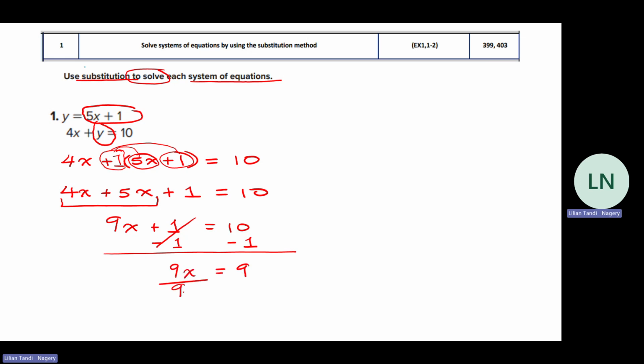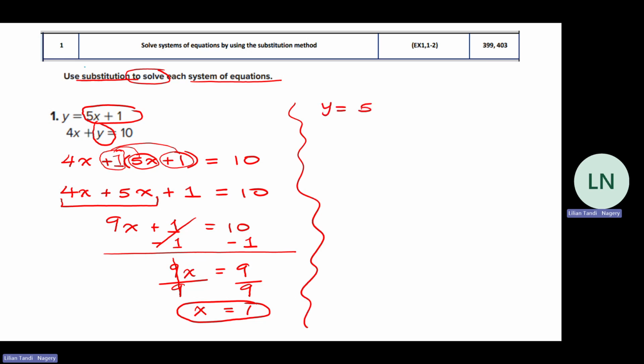And then now I will divide by 9 on both sides. And I will get x equals 1. I will circle it. If I find x, I have to find y. So y equals 5 parentheses x plus 1. You will choose any of the equations in the question for you to be able to find the variable y. Step 2 is find y, okay? So it doesn't matter whether you use the first equation or the second equation. You make the decision. This one is easier because it just says y equals, okay?